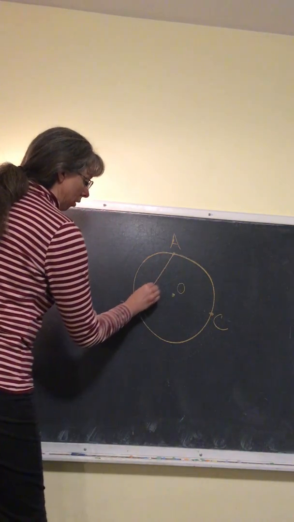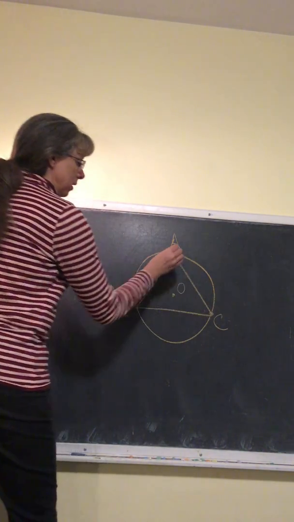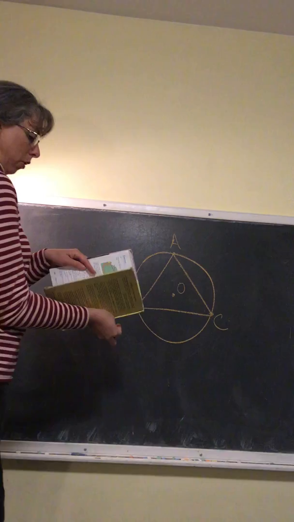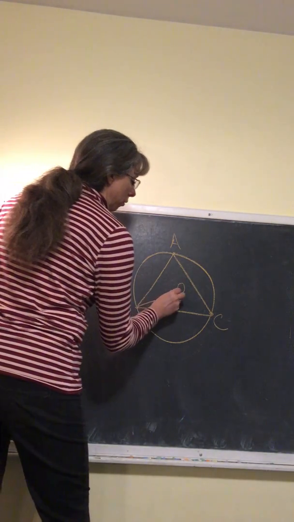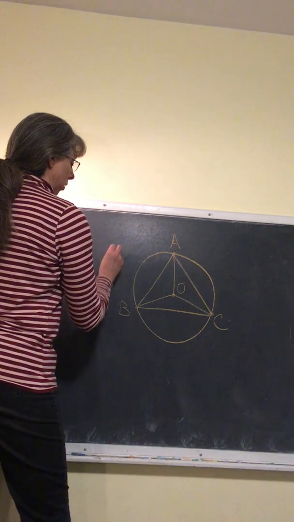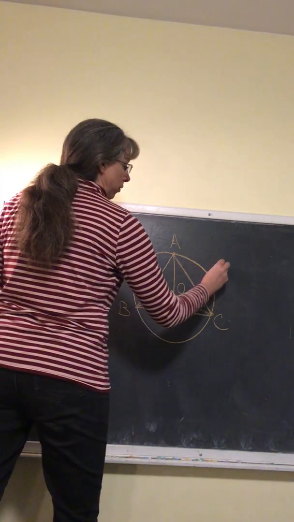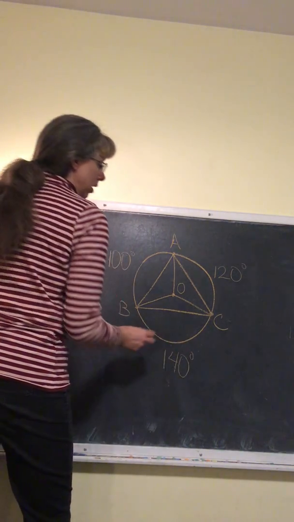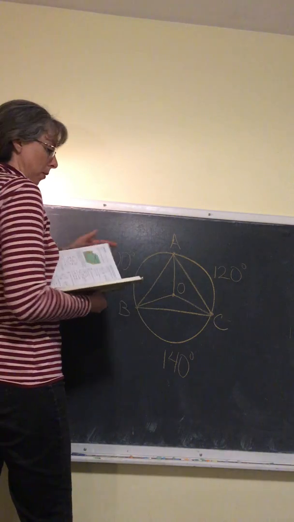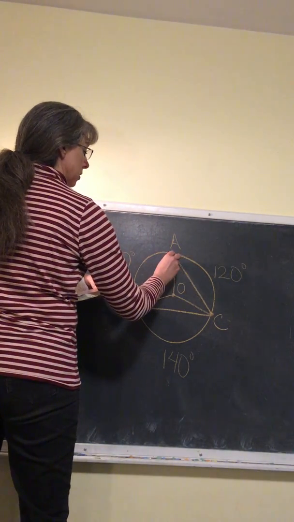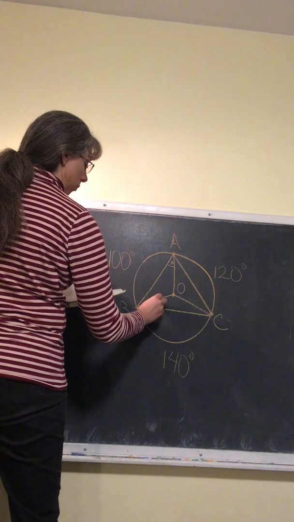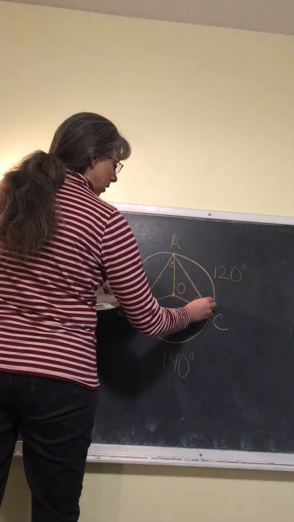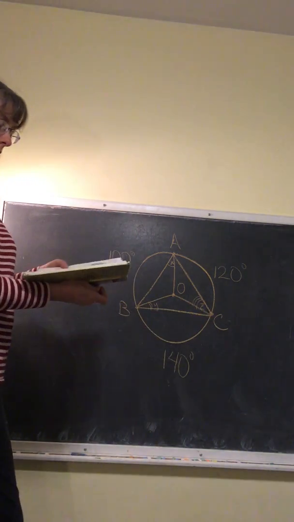So we have triangle ABC, and from point O, then we have radii coming down. We are given this arc is 100 degrees, this arc is 120 degrees, and arc BC is 140 degrees. And then we're also given some things that we need to solve for. We've got X up here, we have Y right here, and down here we have Z. All right, X, Y, and Z.